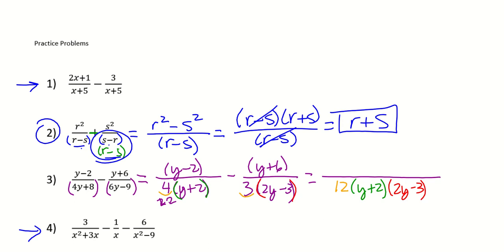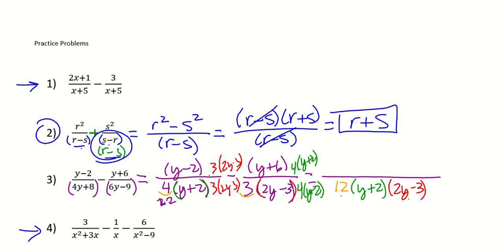So when I go to this first fraction, in order to get a 12, I'm going to have to multiply 4 by 3. So I'm going to have to multiply this by 3, top and bottom. And then I am missing the 2y minus 3, so I'm going to have to multiply by 2y minus 3, top and bottom. In the second fraction, I have a 3, I need a 12, so I'm going to have to multiply by 4 over 4. And I have a 2y minus 3, but not the y plus 2, so I'm going to have to multiply by y plus 2.